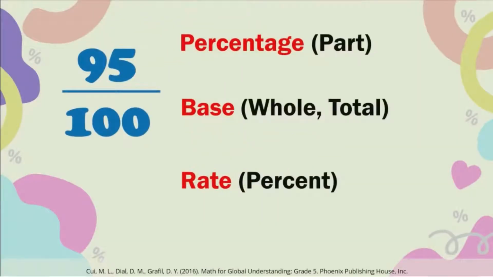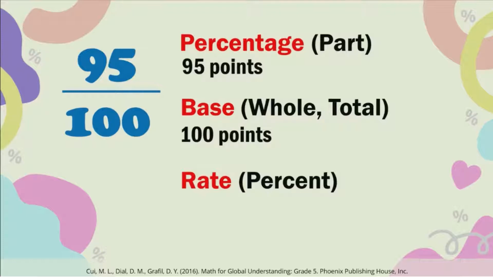When you score 95 points in your 100-point exam, 95, your score, is the percentage or the part of the exam you got correctly. 100 is the base, the whole or total being considered. To get the rate, divide the percentage over the base.